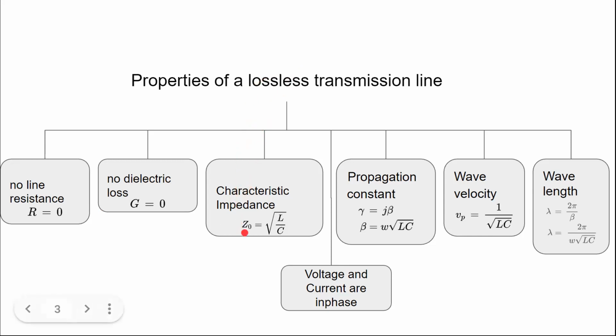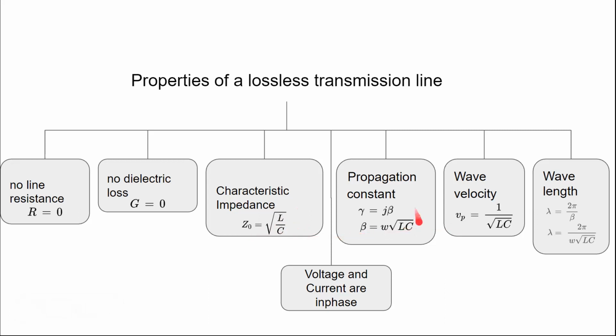So when it is a lossless transmission line, we have derived earlier that Z naught is equal to the square root of L over C, right? In the lossless lines, the characteristic impedance is mainly governed by these L and C values. So if you know the values of L and C, you can directly find the characteristic impedance, right?